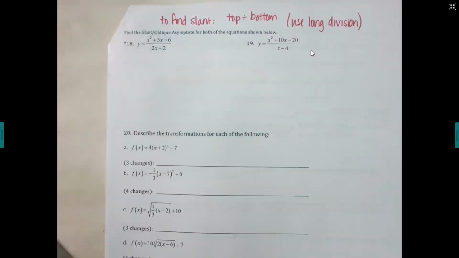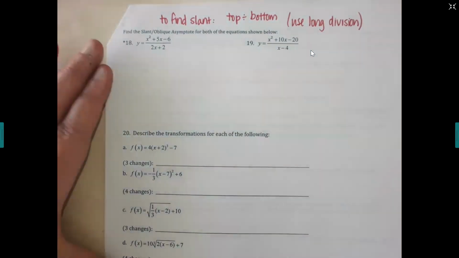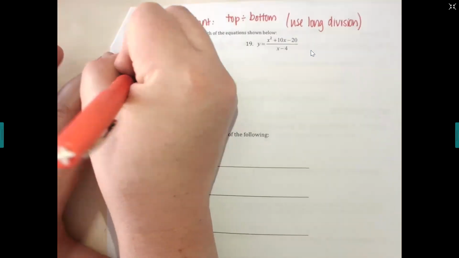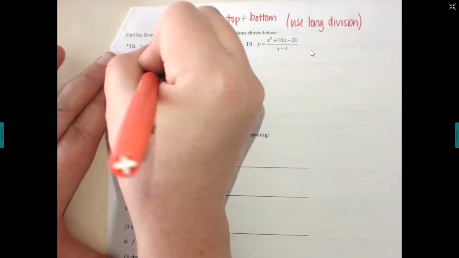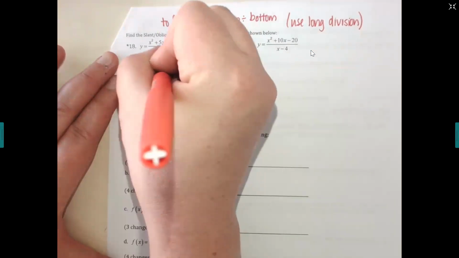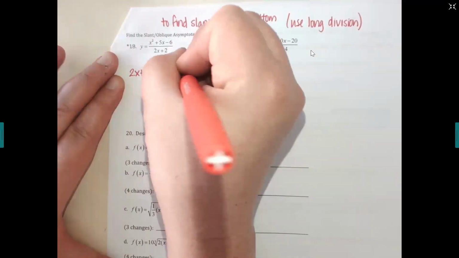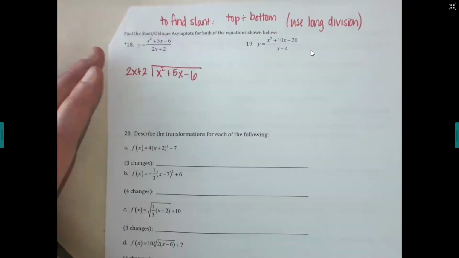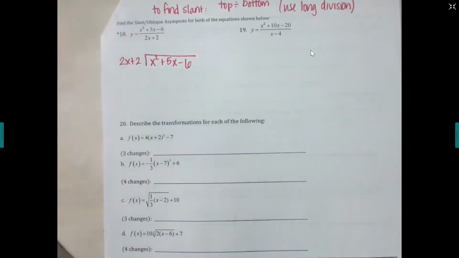Okay, use long division. So we're gonna do number 18 because number 19 works out a little bit easier. So I'm gonna do 2x plus 2 divided into x squared plus 5x minus 6. Okay, now the first one on this is a little bit tricky. You actually had a question like this as a bonus a couple tests back.